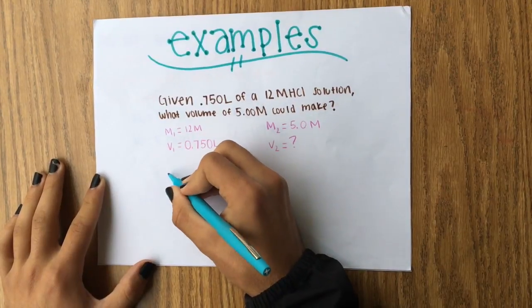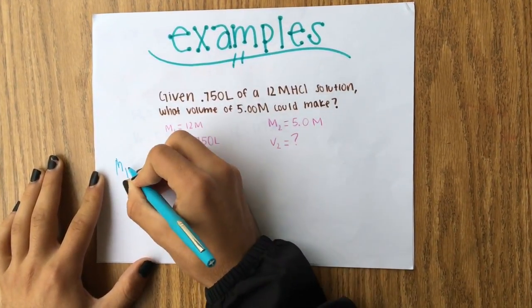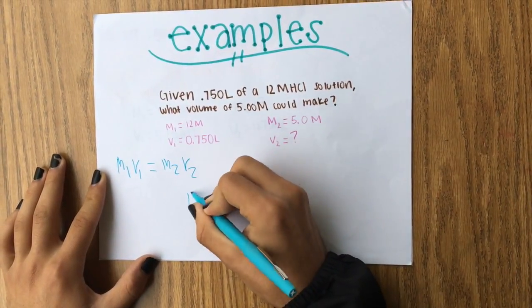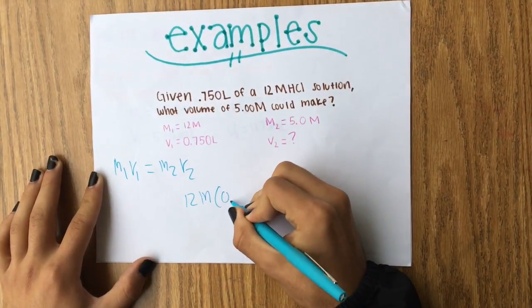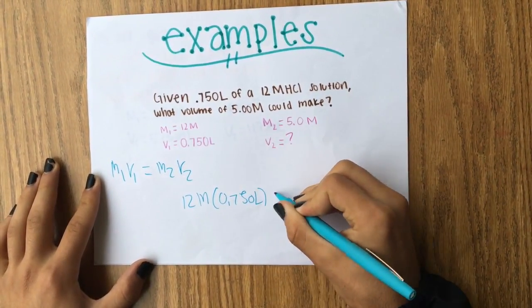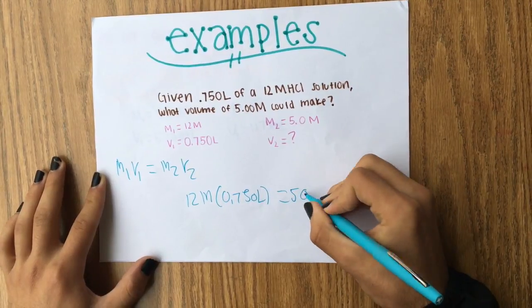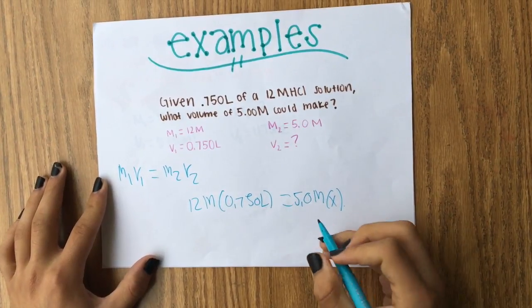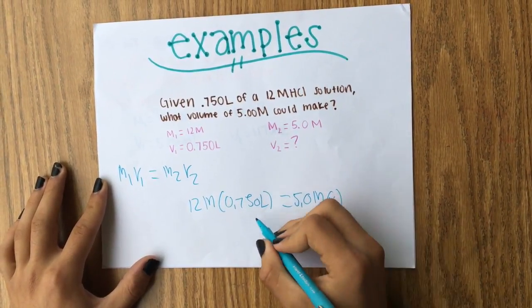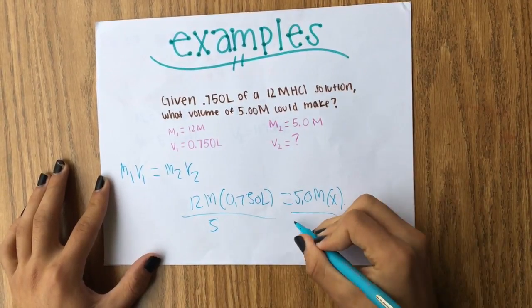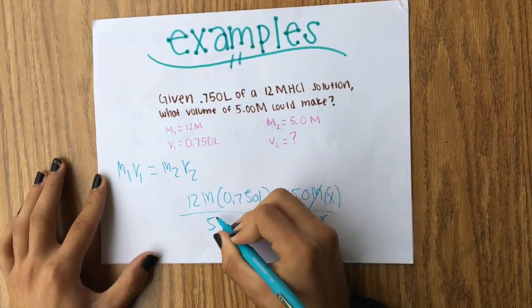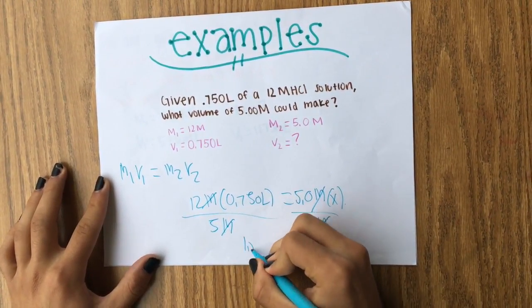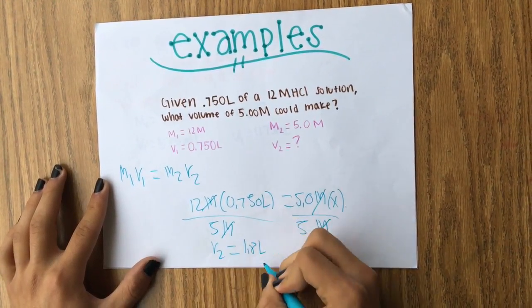Now, to set it up, the equation is M1 times V1 equals M2 times V2. So we know it's 12 moles times 0.750 liters equals 5 moles times X. So to do this, we have to divide both sides by 5 moles, and that cancels out the moles, and our answer is 1.8 liters. So V2 equals 1.8 liters.